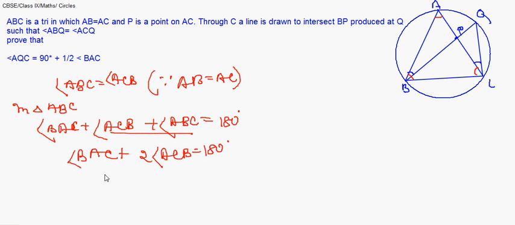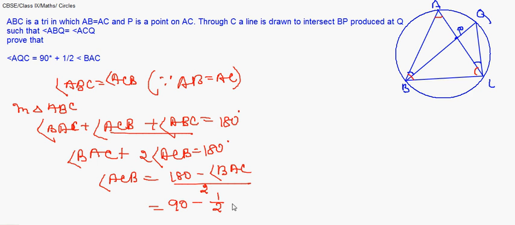So what do we get? Angle ACB will be 180 minus angle BAC, whole by 2. So that makes it 90 minus half of angle BAC. This is ACB.